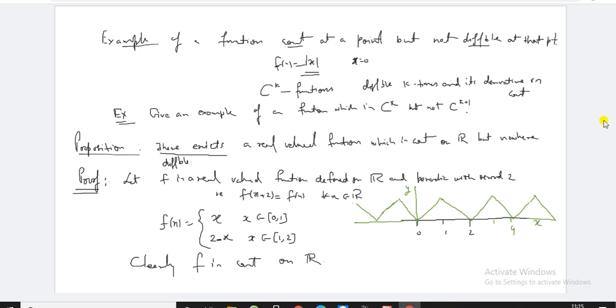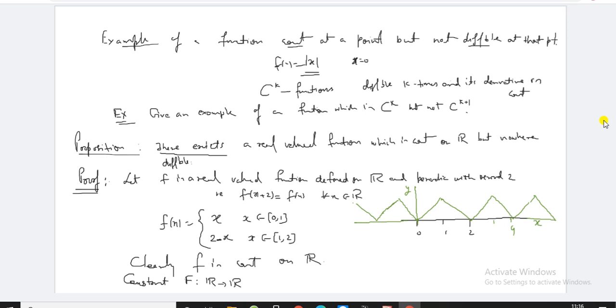Now we consider a function. This is not our main function. So this is just the helping function, you can say. Now we construct a function capital F from R to R defined as follows.